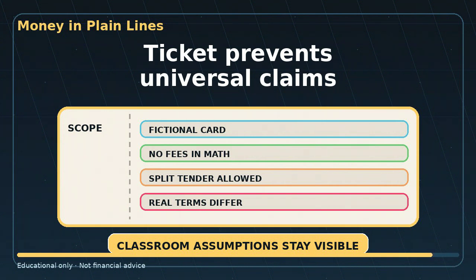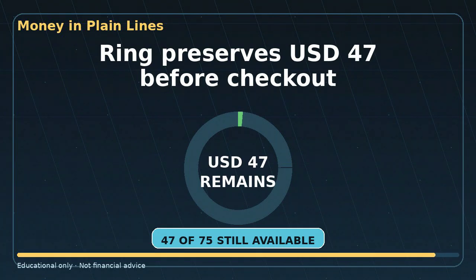The final register view contains the lesson in one equation. $47 from stored value plus $5 from another method equals a $52 purchase. Face value, remaining balance, price, and outside payment are related records, not interchangeable labels. Educational only, not financial advice.